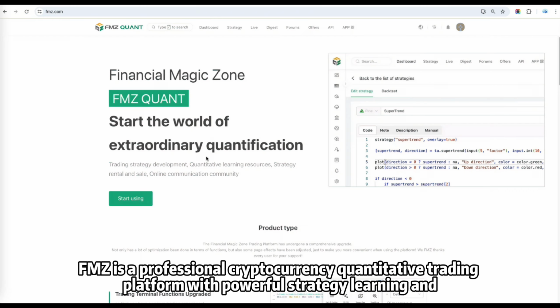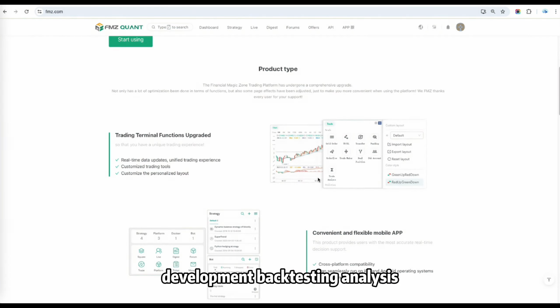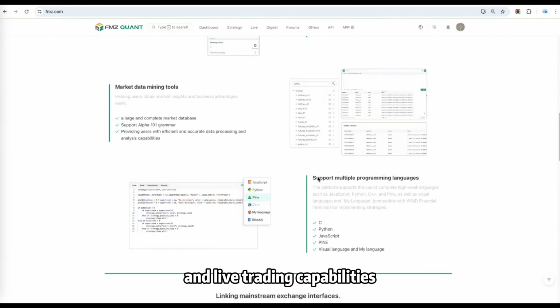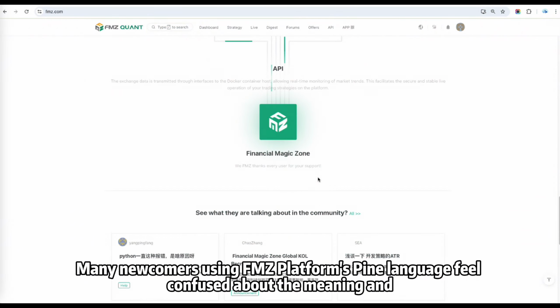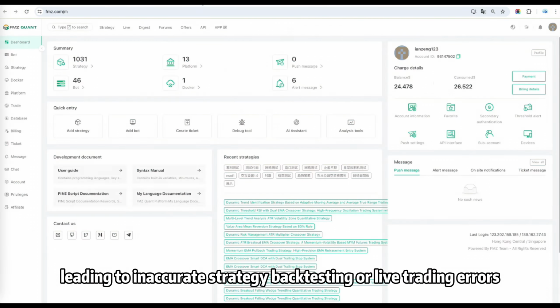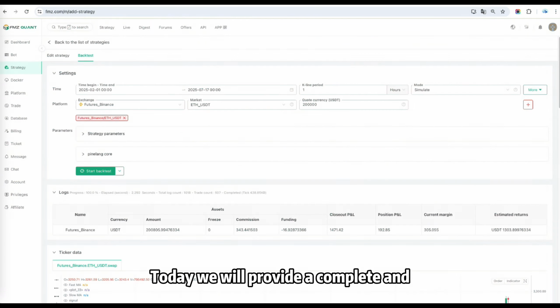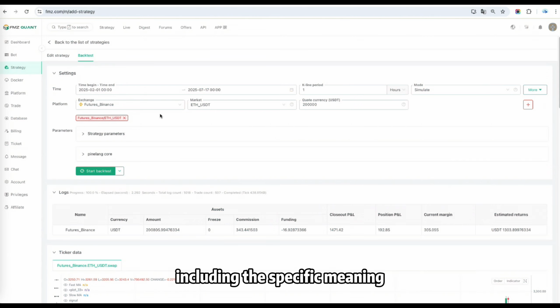Inventor is a professional cryptocurrency quantitative trading platform with powerful strategy learning and development, backtesting analysis, and live trading capabilities. Many newcomers using Inventor platform's Pine language feel confused about the meaning and configuration methods of various parameters, leading to inaccurate strategy backtesting or live trading errors. Today we will provide a complete and detailed explanation of every Pine language parameter, including the specific meaning, configuration principles, and precautions for each parameter.